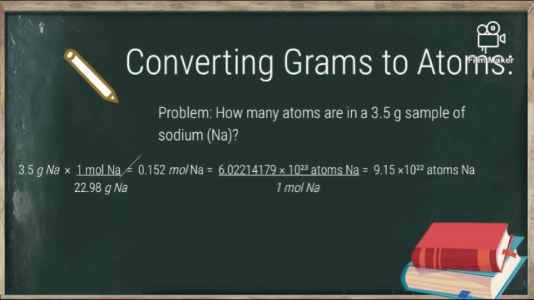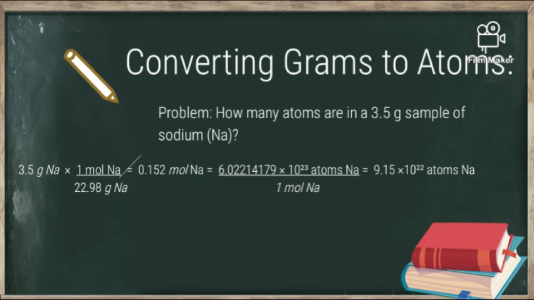Okay, so we're back with the solution. First we have the given 3.5 grams of sodium times 1 mole of sodium over 22.98 grams of sodium. The conversion factor is the inverse molar mass of sodium. The grams of sodium cancel each other, and then we're left with 0.152 moles of sodium if we divide 3.5 by 22.98.